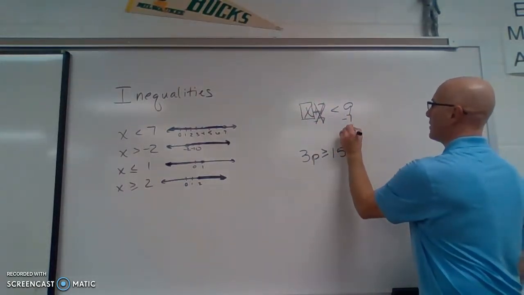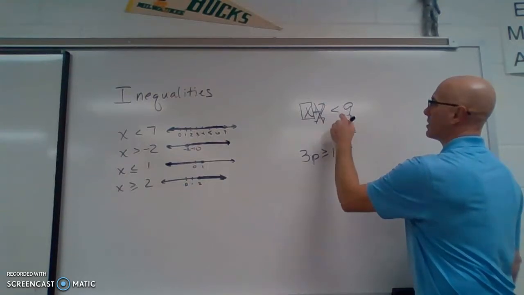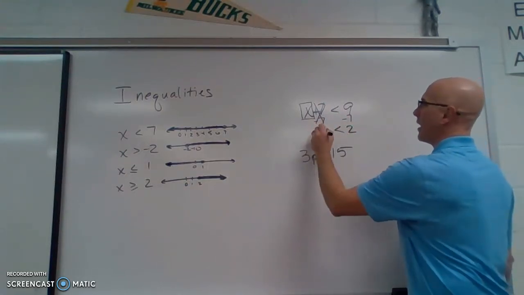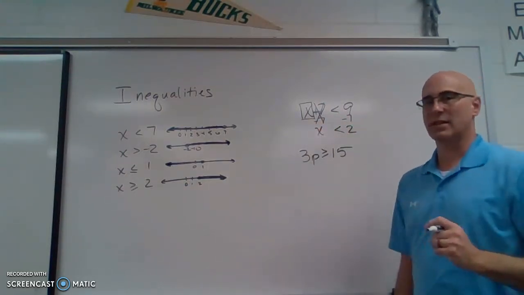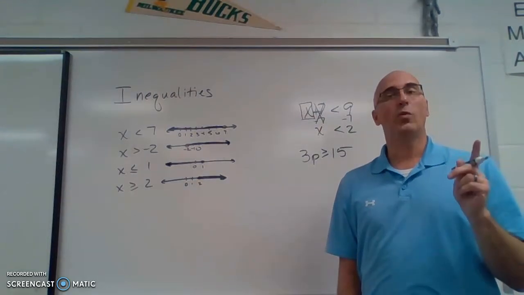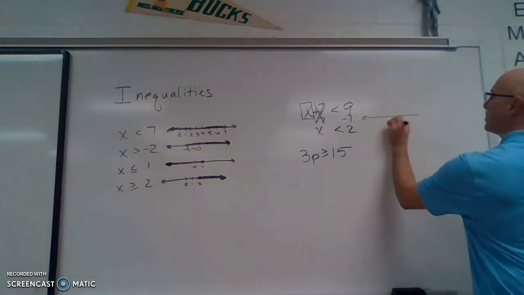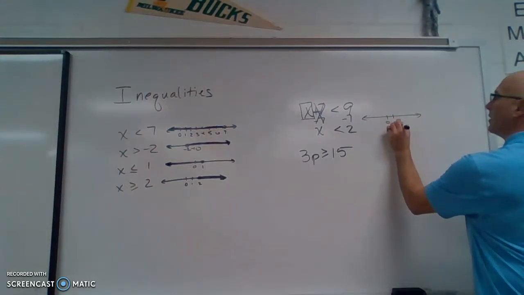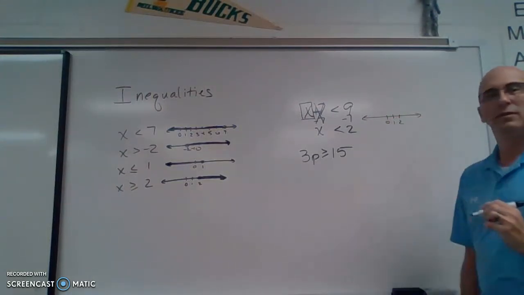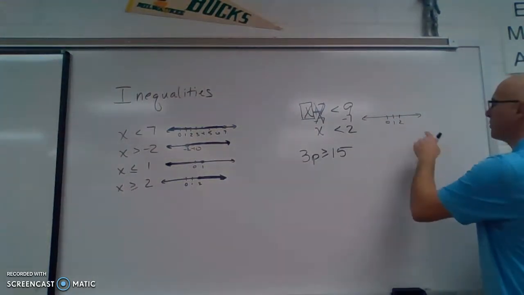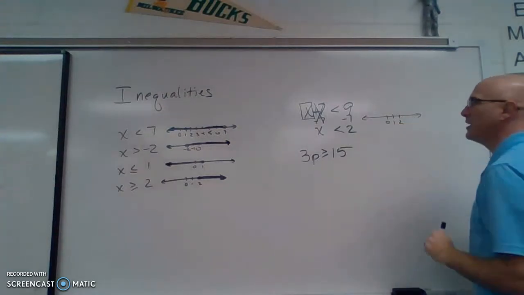9 minus 7 is 2. We are going to keep the sign and then keep what's left. X is less than 2. Now we can graph this. X is less than 2. So we have our number line. We're going to go up to 2. You don't even need to put the 1.